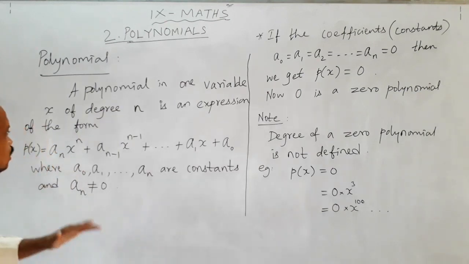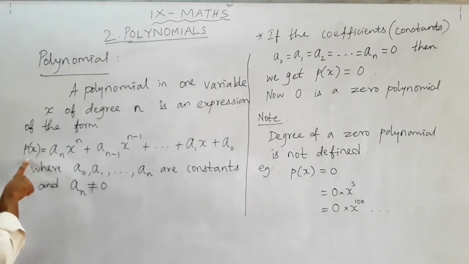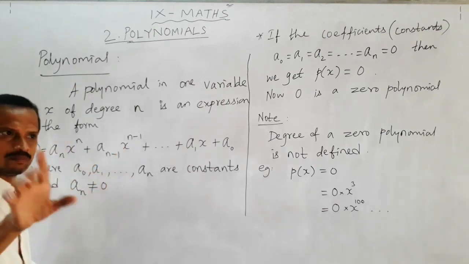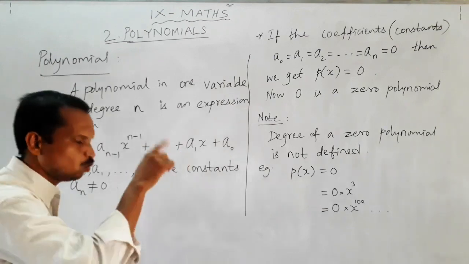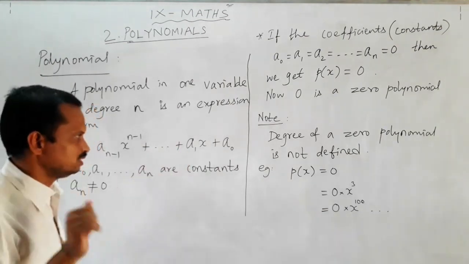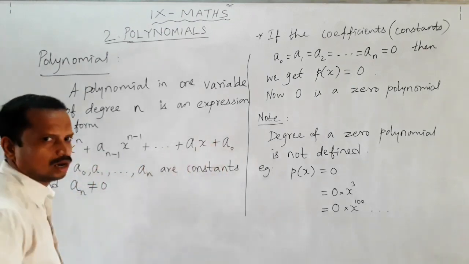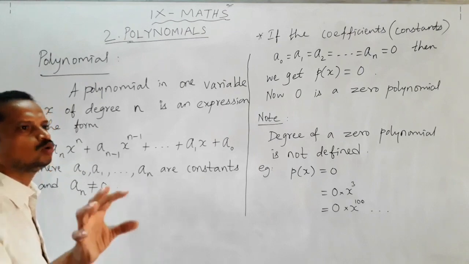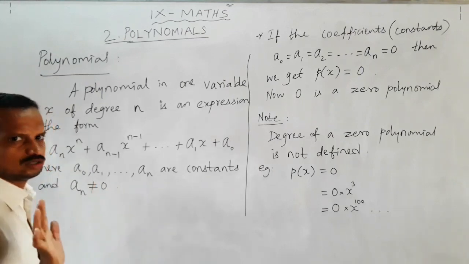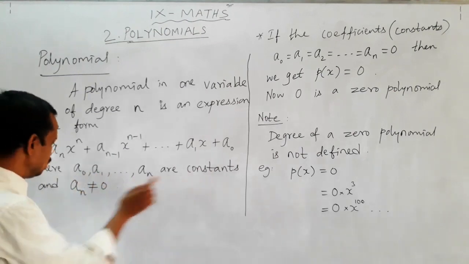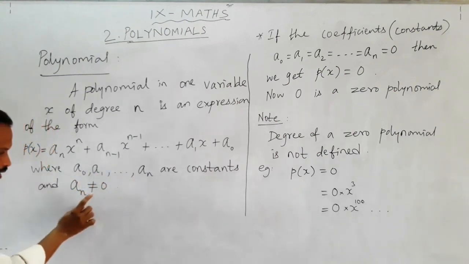It's an expression of the form. In which form it should be? I am naming a polynomial as p of x equal to a_n x power n plus a_(n-1) x power n minus 1 plus, etc., plus a_1 x plus a naught. That means a_(n-1), everything up to a naught, are nothing but numerical coefficients or constants. So where a naught, a1, etc. up to an are constants, and the condition is an not equal to 0.